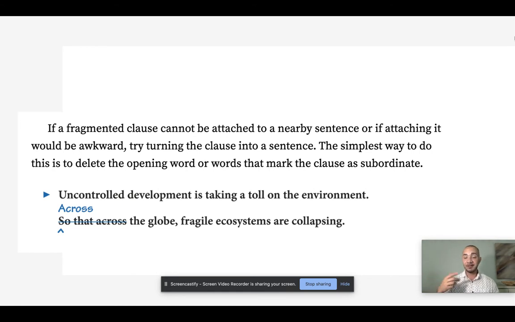The first sentence is a complete sentence. There's nothing wrong with it. It has a subject and a verb, and it's a complete thought. However, we never want to begin a sentence with the word so, and especially not like "so that." That so is a coordinating conjunction, and it's used to combine two simple sentences, but never to start a simple sentence. So we can fix that by just beginning the sentence with the word across, and now we have a complex sentence on our hands. Across the globe, comma, fragile ecosystems are collapsing.